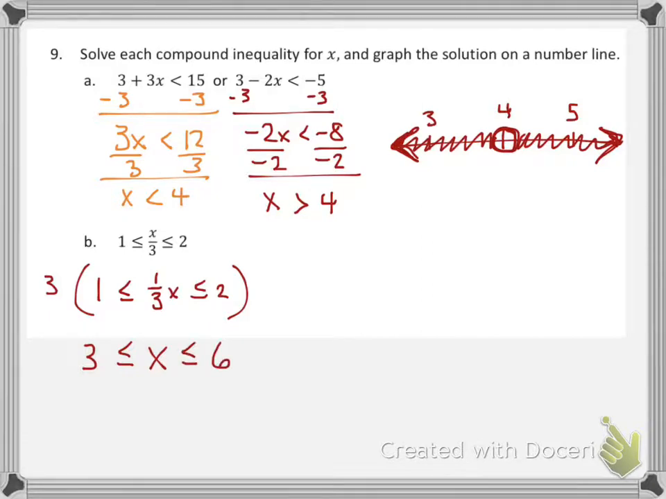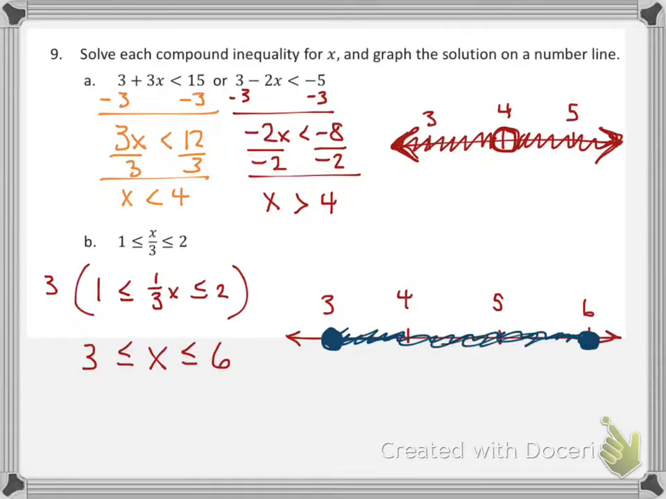Put those both on a number line. 3, 4, 5, 6, and put them both on there. So greater than or equal to 3 would be a solid dot on 3 and bigger, and less than or equal to 6 would be a solid dot on 6. We want to include the 6, so shade it in, and smaller. The intersection in the middle is where all of the answers lie. Anything 3 or bigger, up to 6.